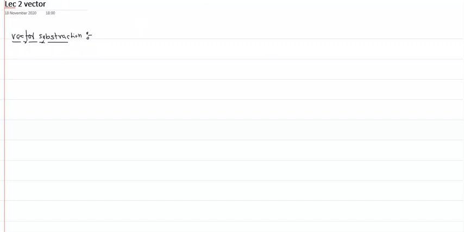Okay, so suppose you have two vectors. Let's suppose this is a vector A and another vector B. Today we want to find the subtraction of these two vectors, which means we want to find A vector minus B vector.